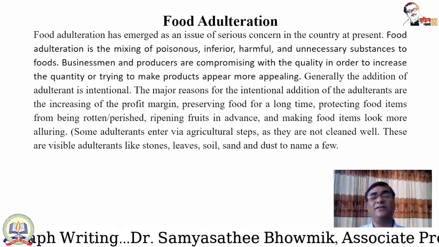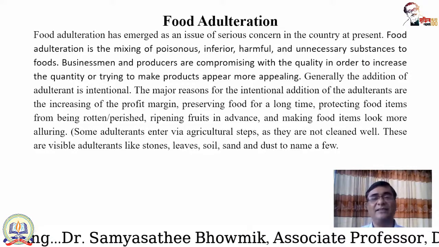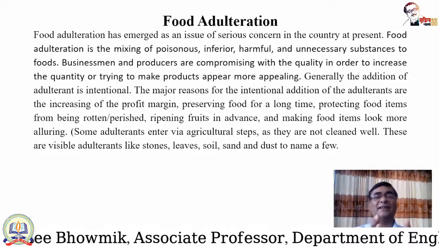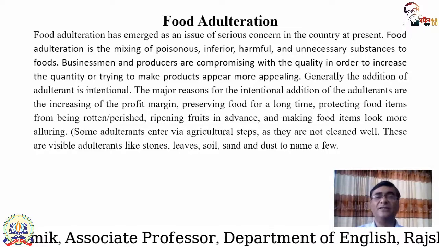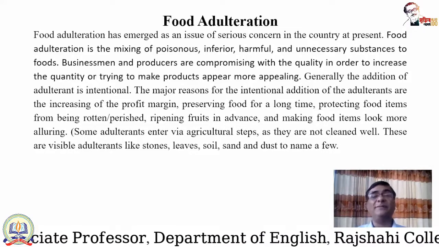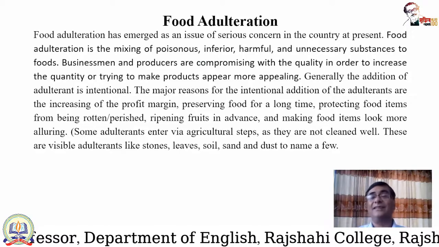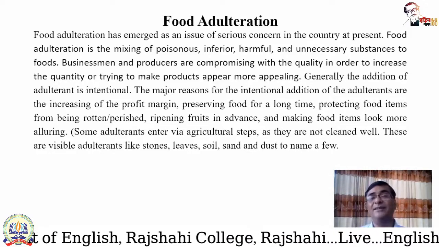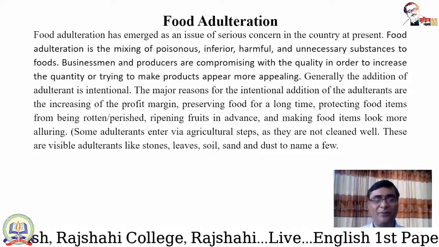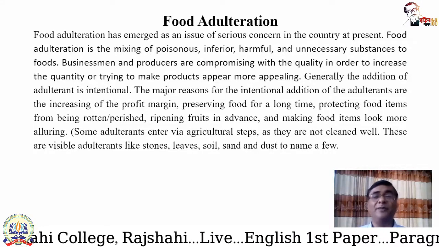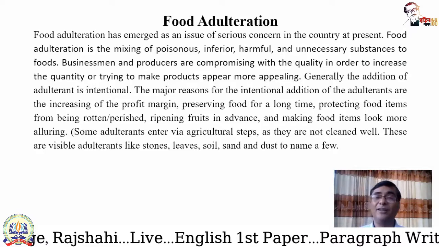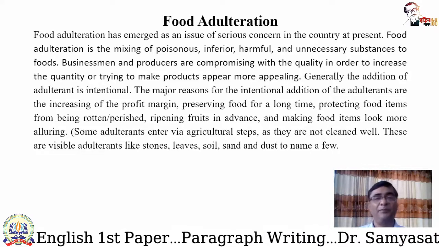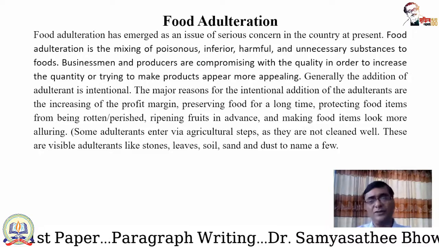Food adulteration is the mixing of poisonous, inferior, harmful, and unnecessary substances to foods. So, what is food adulteration? It is the mixing of these substances or poisonous ingredients to food. Who does it? Businessmen and producers are compromising with the quality. Why? In order to increase the quantity of the products or the vegetables, or they may also want to make the products look more appealing and attractive to the people or customers. So these are the reasons.